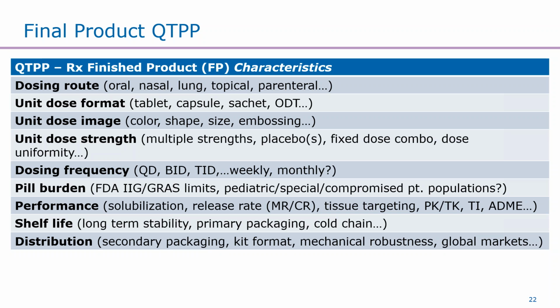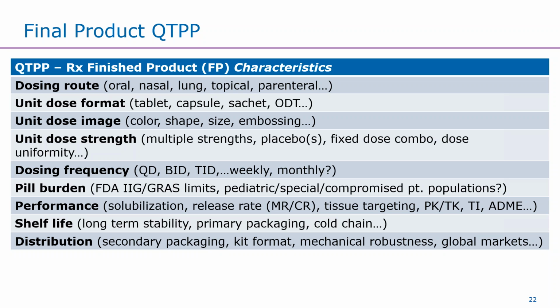Unit dose strength, oftentimes we deal with multiple strengths. There's the need for placebos during controlled clinical trials. Sometimes we have fixed dose combinations, and of course dose uniformity as well. There's also dosing frequency and pill burden. As we get into these topics, you'll come into topics like FDA inactive ingredient or GRAS limits on certain components of your dosage form, excipients. And are you intending to treat special, pediatric, or other compromised patient populations?